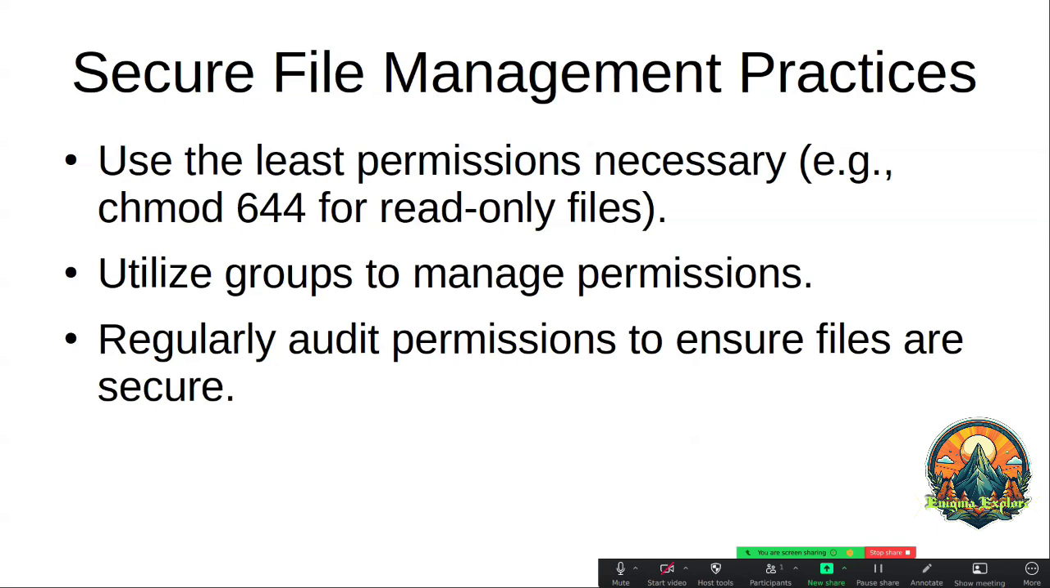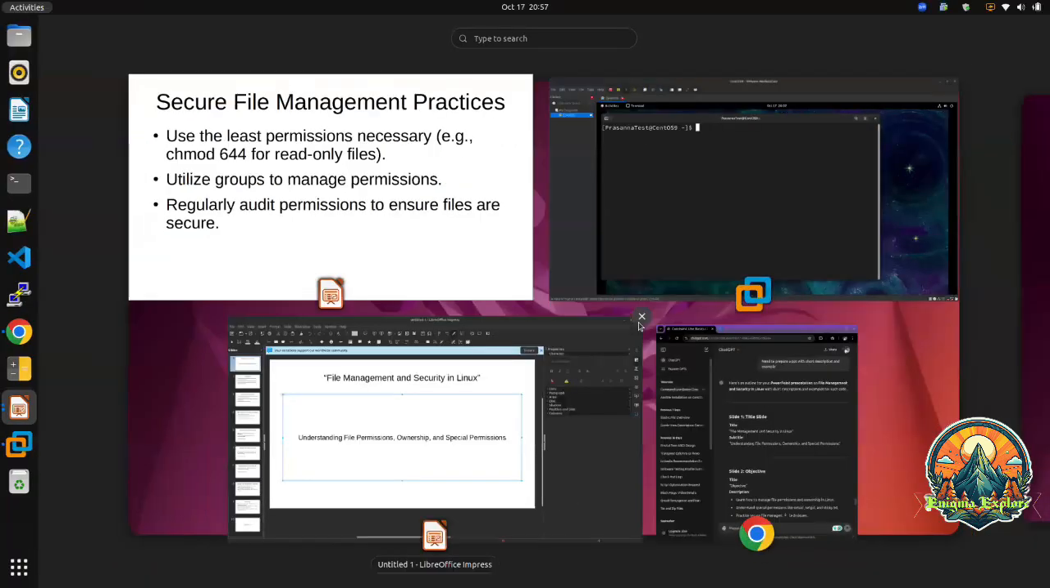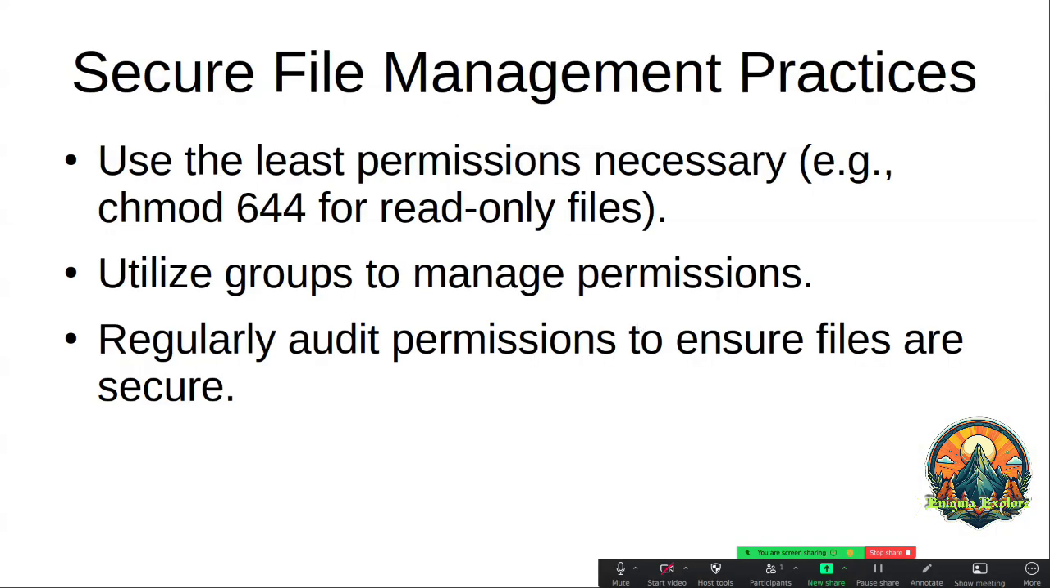For example, files that should only be read but never modified can be set with 644, where the owner has write permission but others do not. If you have a configuration file that multiple users need to access but should only be modified by the administrator, set it with chmod 644 and the configuration file name.